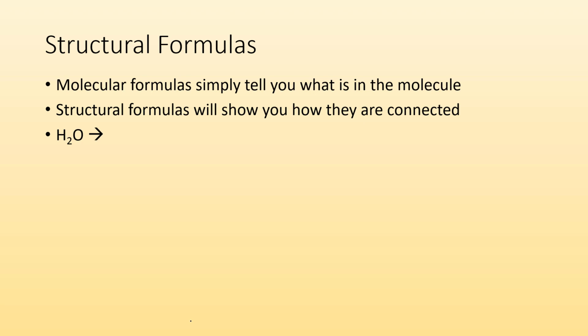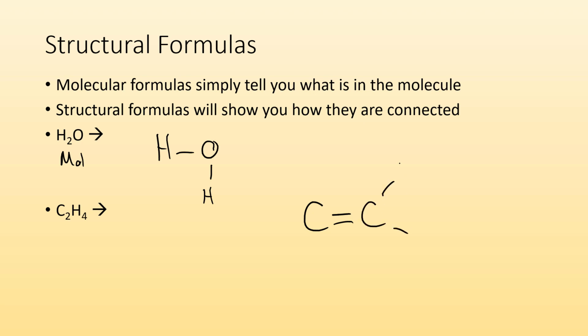So for example, H2O. This is the molecular formula, but what's its structural formula? Its structural formula is showing you the bonding. How do those 2 hydrogens and oxygen bond together to make a molecule? C2H4 is again telling me I got 2 carbons and 4 hydrogen, but nothing about how they're connected. Here, this molecule actually has a double bond. And now I can see its structure with its structural formula.